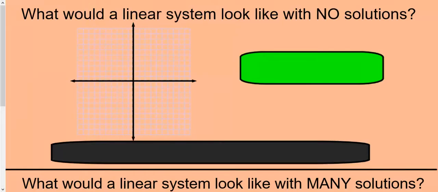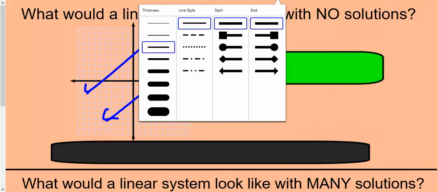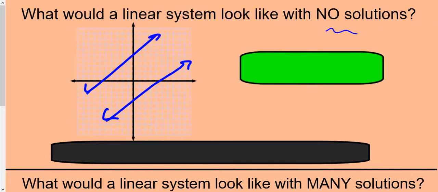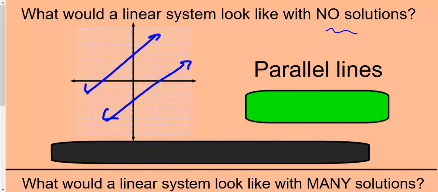What would it look like if it has no solution? So the lines have to be parallel, and they have to have different y-intercepts. In order for them to have no solution means they can't cross at all. So that would be an example of what it would look like if there's no solution. So parallel lines. Now keep in mind they have different y-intercepts.